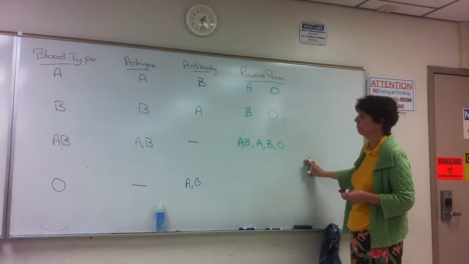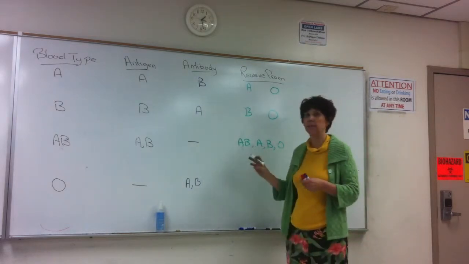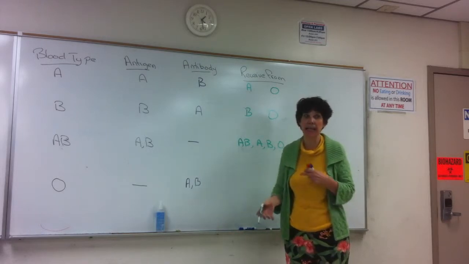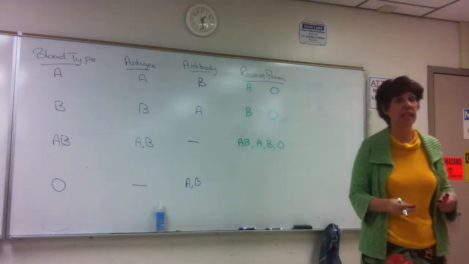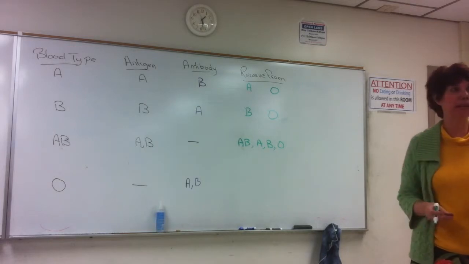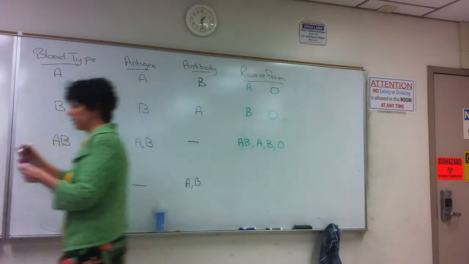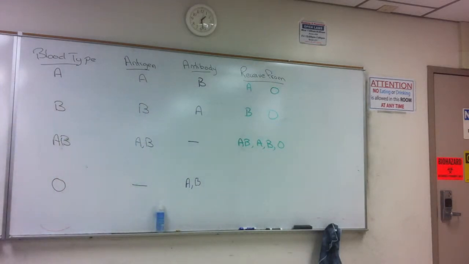Now, if I am blood type O, what antibodies do I have? A and B. So I can't receive any blood that has antigen A or antigen B in it, because I have the antibodies. My pool of blood has both antibody A and antibody B.